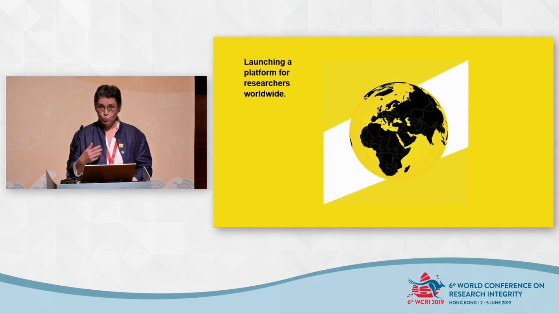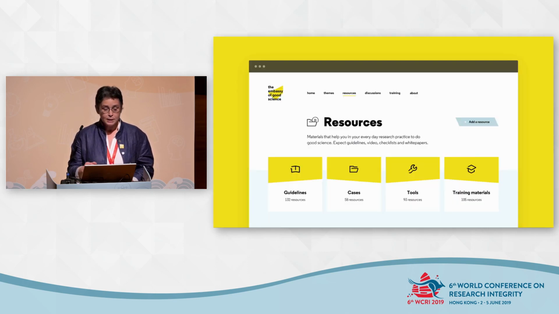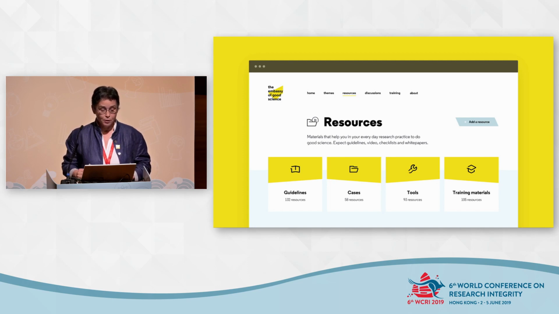So what do we have for this platform today? This is how the interface of our platform looks like. So you have a number of tags here. You have themes, resources, discussion, and training. And for resources, we already have collected some information, and you can see that we have a number of guidelines, a number of cases, a number of tools, resources for research integrity, and that we also have some training material that we have put on the website already.